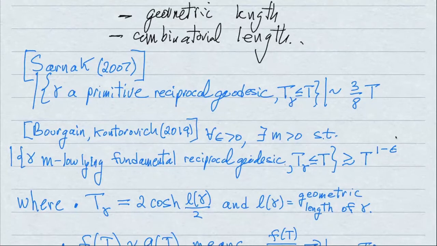So Sarnak proved that, and I'm stating it in terms of traces, but you could state it in terms of lengths of closed geodesics. So this is a hyperbolic geometry result. He proved that if you look at the set of primitive reciprocal geodesics whose absolute traces, the absolute value of the trace of gamma, are less than t, they are asymptotic to 3/8 t, okay?